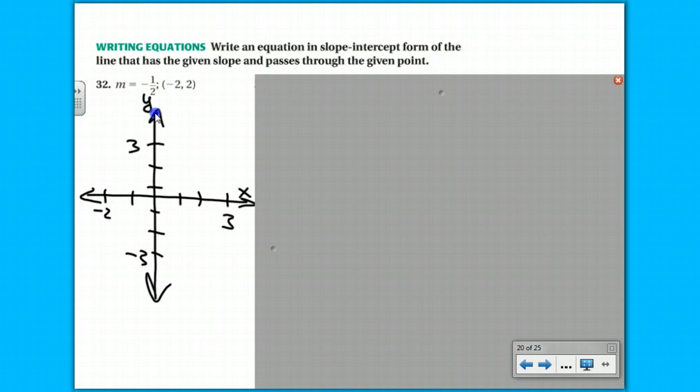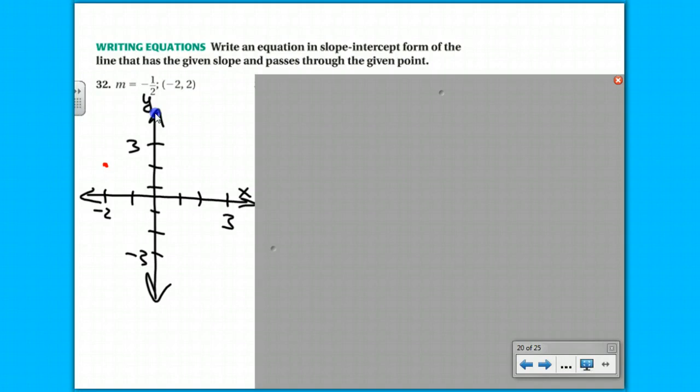And we have to start at the known point, right? And the known point here is negative 2, 2. So we don't know the y-intercept. You see that? We know negative 2, positive 2. We know that falls on this line. And then the other thing we know is the slope. And this point we just graphed is on the line, so we're going to start there.